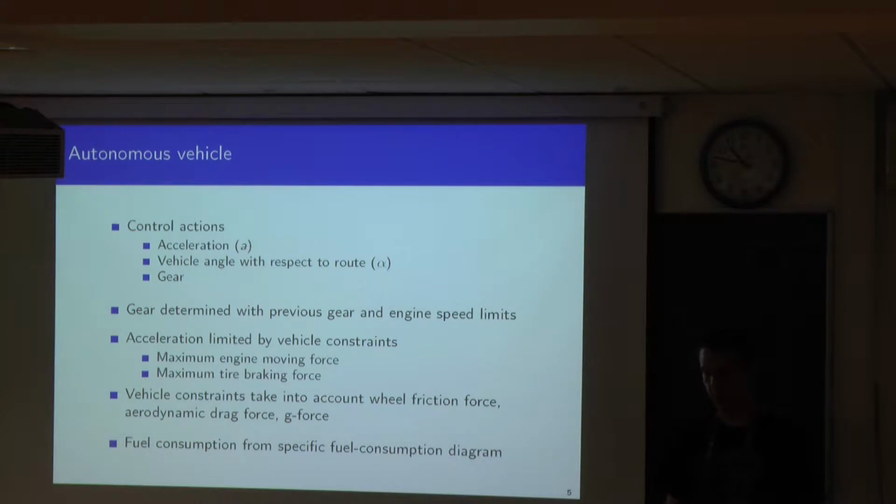The autonomous vehicle is controlled by the acceleration and the vehicle angle with respect to the route. And in addition, we control it also with the gear. Well, the gear is determined with the previous gear and the engine speed limits. We have 2 engine speed limits. So, for example, if the engine speed goes above the upper limit, the gear is shifted up.